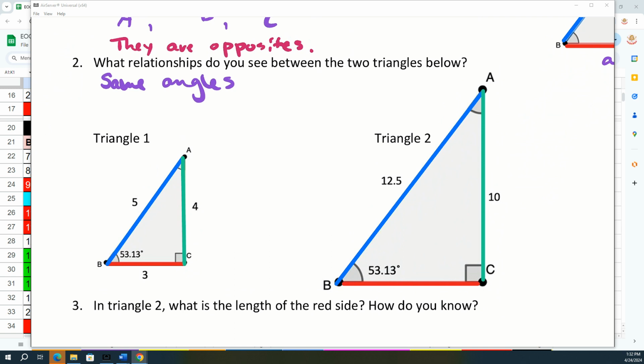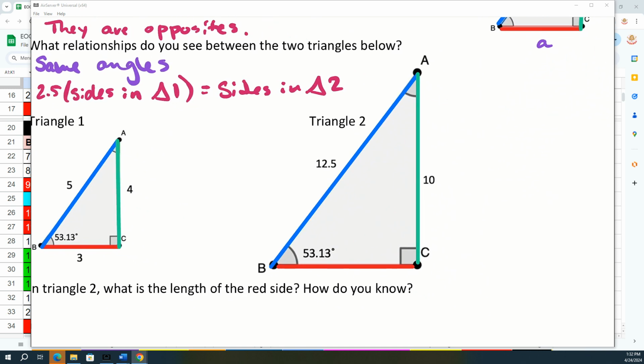All right, so it's going to be 2.5 times the sides in triangle 1 equals the sides in triangle 2. And that is going to make these triangles similar triangles. And that's something you may or may not remember from geometry.